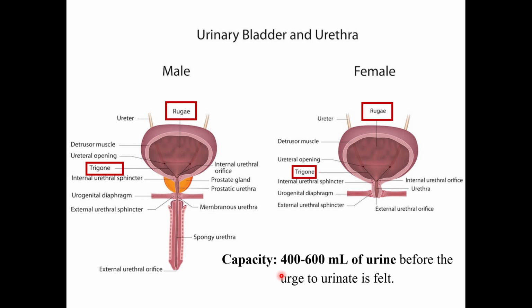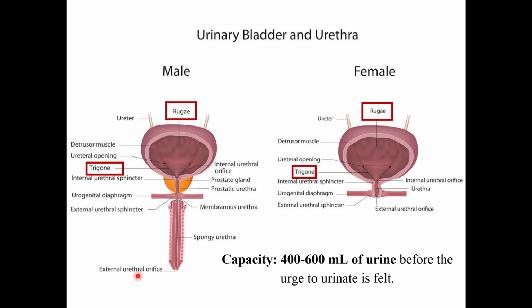Below the bladder there is only one urethra. If you see, the female urethra is a little bit shorter compared to the male, so there is a greater chance of getting UTI infections in females. The urethra is the final passage through which urine is expelled from the body. It varies in length between males and females.